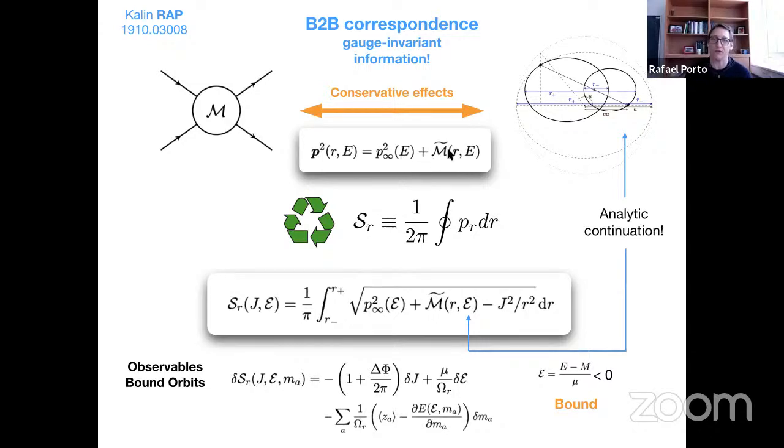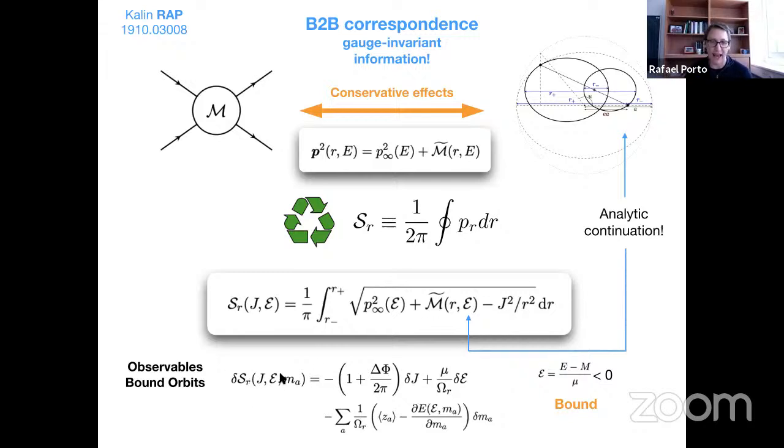So we can compute the momentum from the amplitude, plug it in here, do the integral, and analytically continue to negative binding energies. We will compute the radial action, the object from which we can compute all the gravitational observables directly from the scattering amplitude without having to pass through the Hamiltonian.